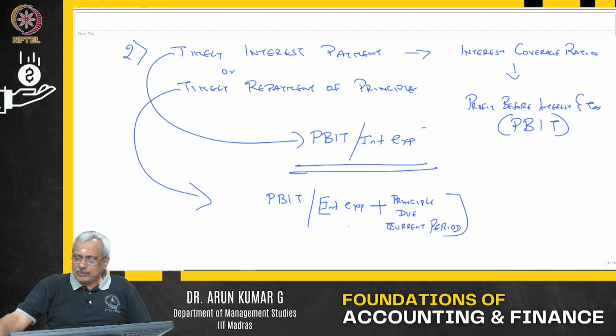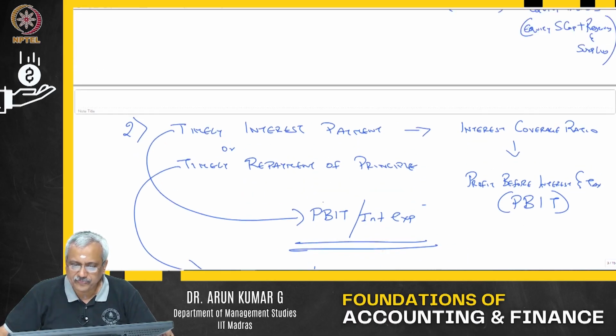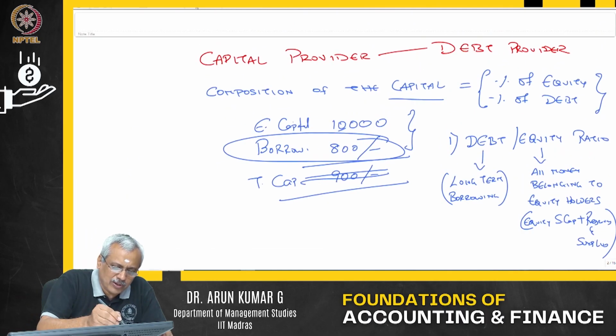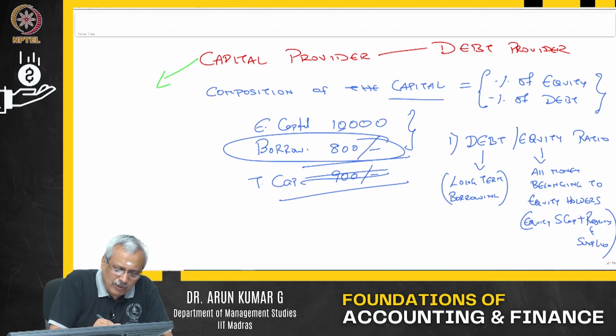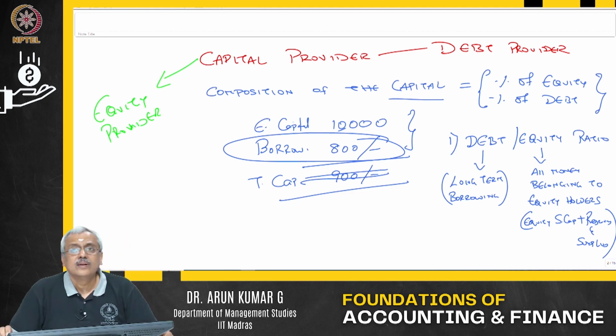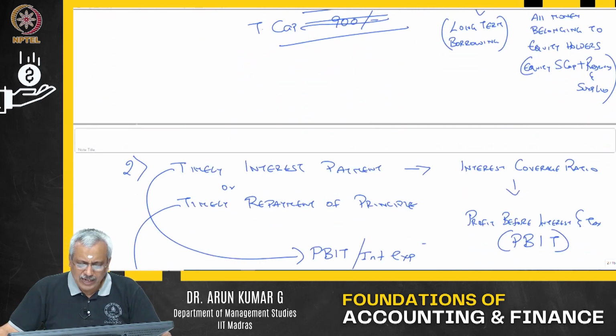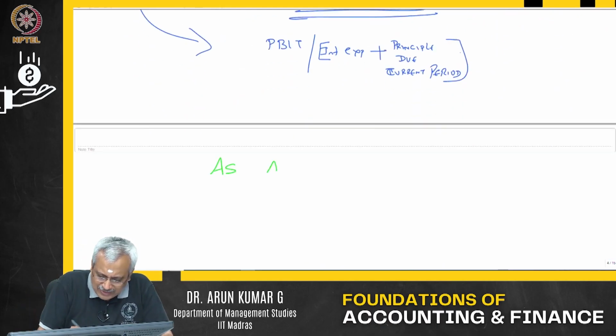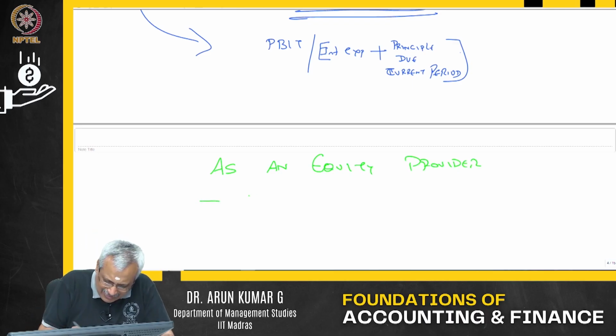Now, as a capital provider, what did we talk about in this particular case? One second, let me move it. We talked about everything from the debt provider point of view. Now, I am going to talk from the equity provider point of view. I am using a different color. Now, as an equity provider, what am I interested in? I am certainly interested in debt to equity.